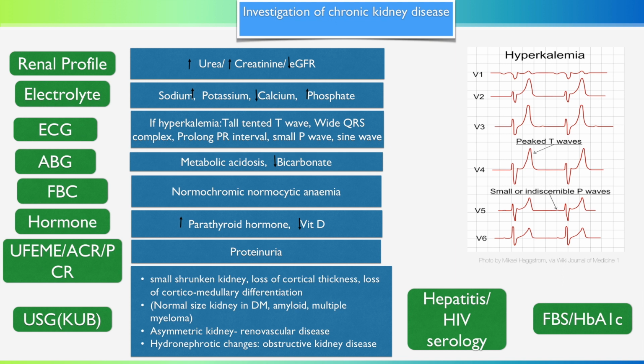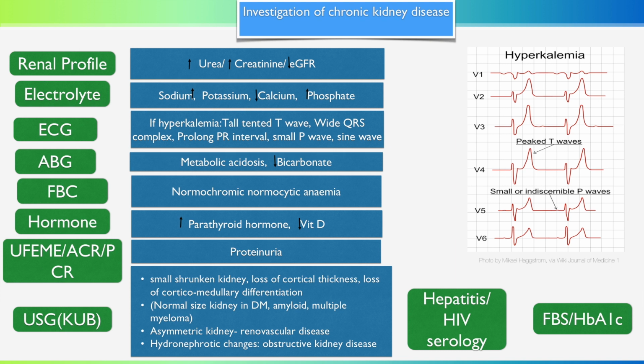In order to look for the complications of chronic kidney disease, you need to investigate electrolytes such as potassium, calcium, and phosphate. Potassium will be high because of hyperkalemia, with hypocalcemia and hyperphosphatemia. If the patient has hyperkalemia, you will see ECG changes such as tall tented T waves, wide QRS complexes, and prolonged PR interval, and in severe hyperkalemia, you will see sine waves.